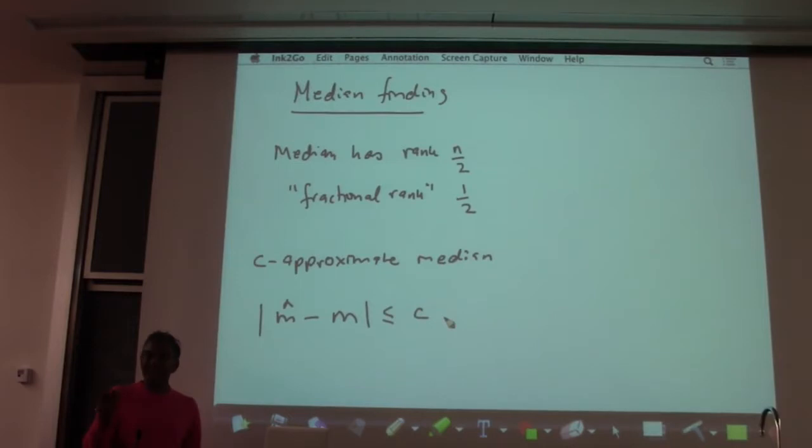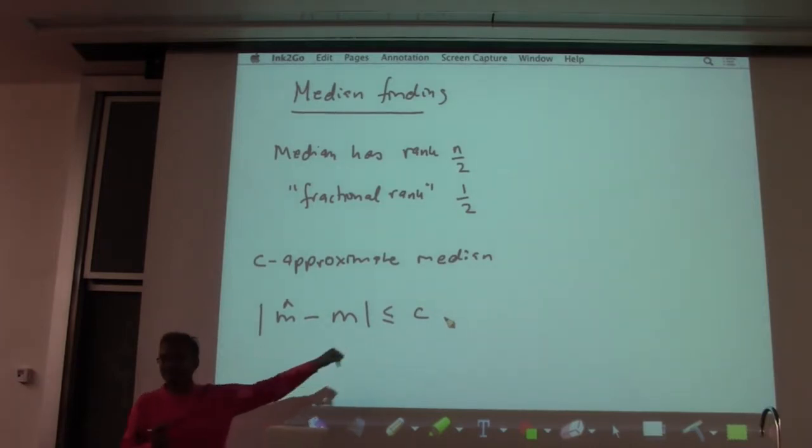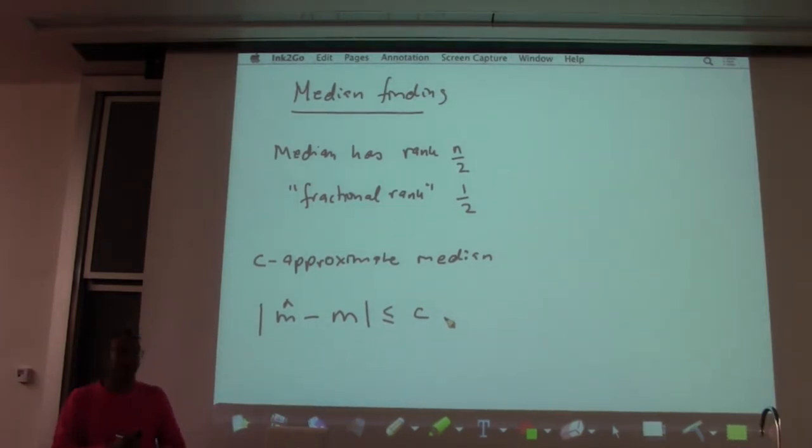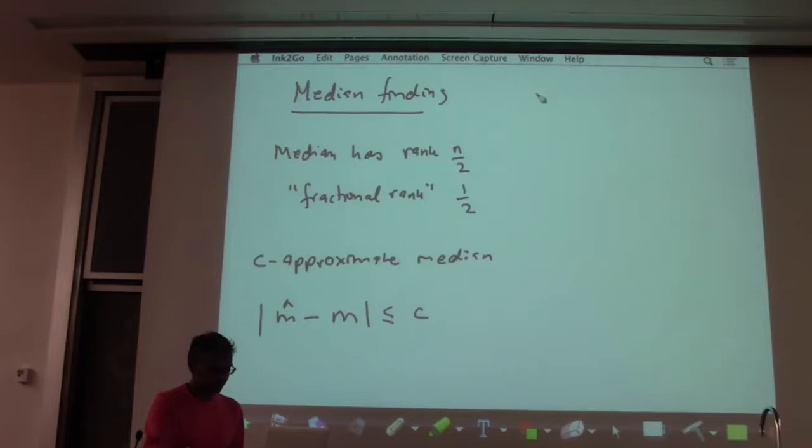So what I would say is that my rank is not going to be exactly half. It's going to be kind of close to half. And the reason I want to divide by n is to make the scale free. So I'm going to talk in terms independent of n. So you can think of this as being within 5% of the median. So this would be 0.05. Okay. So this is what I define as my C-approximate median. So here's my constant time algorithm to compute an approximate median.